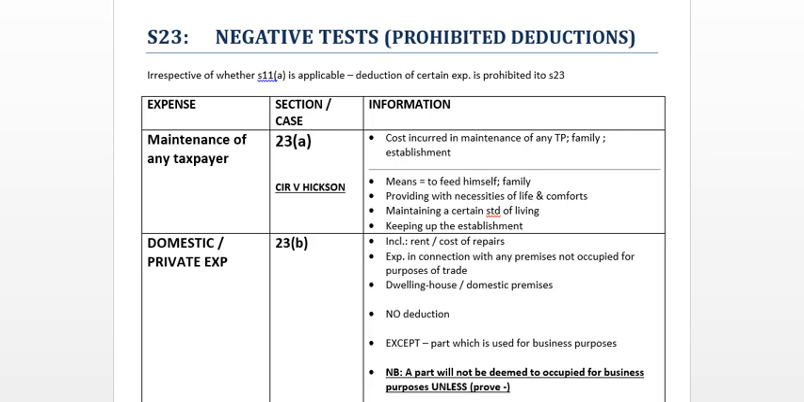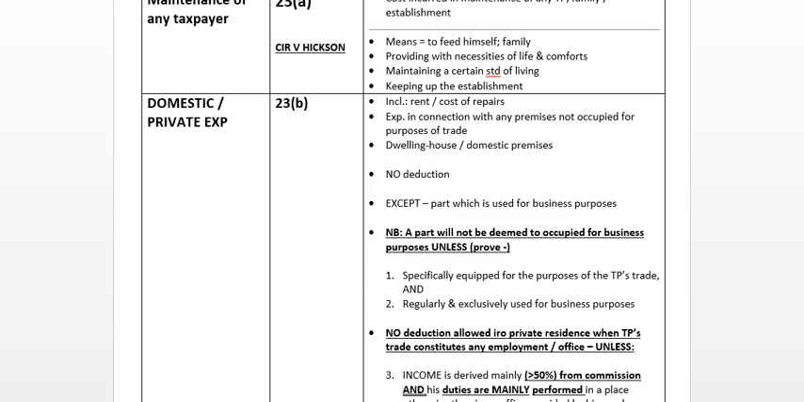Domestic or private expenditure, that's section 23B. It's really very much related to section 23A, and it includes your rental, cost of repairs, expenditure in connection with any premises not occupied for purposes of trade, dwelling house, domestic premises, so there's no deduction. So as we went through earlier, if you have a house and you only use one small room for your trade, then that portion of that small room is deductible. The rest of the house, that's your private use, so that is not deductible.